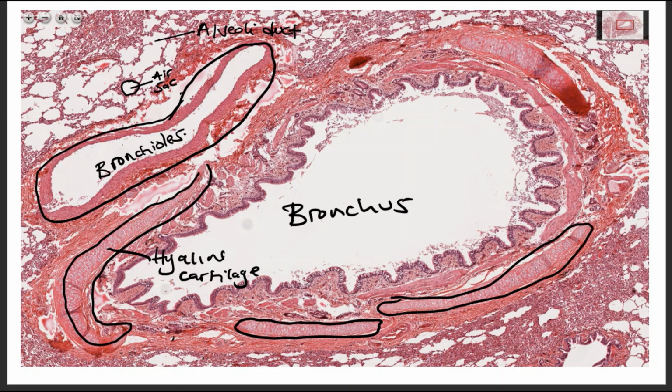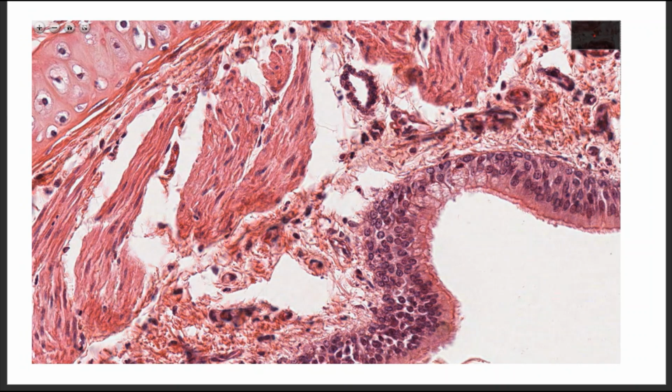So draw a bronchus, show all the hyaline cartilage, and show the bronchioles without the hyaline cartilage. This is simply a bronchiole because it has got pseudostratified columnar epithelia with cilia, but it doesn't have cartilage.